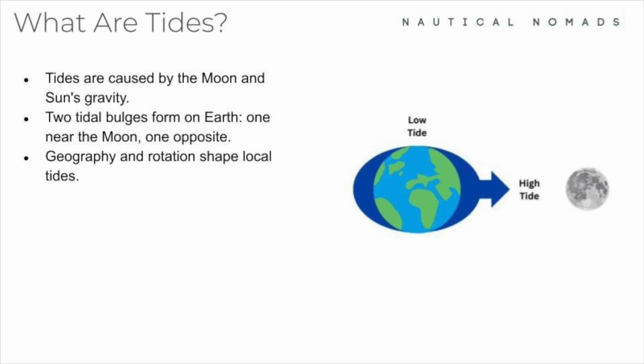Picture this. The Moon's gravity pulls on the Earth. This force creates two bulges of water, one on the side of the Earth facing the Moon and one on the opposite side. As the Earth rotates, these bulges move across its surface, creating what we experience as high tides. The areas between these bulges, that's where we get low tides.